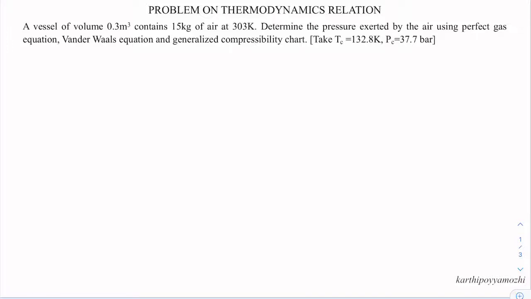In this session, we will be solving a problem related to thermodynamic relations. A vessel of volume 0.3 meter cube contains 15 kg of air at 303 Kelvin. Determine the pressure exerted by the air using the perfect gas equation, van der Waals equation and generalized compressibility chart. Take critical temperature as 132.8 Kelvin and critical pressure as 37.7 bar.